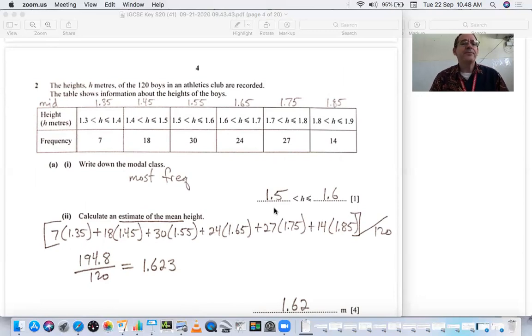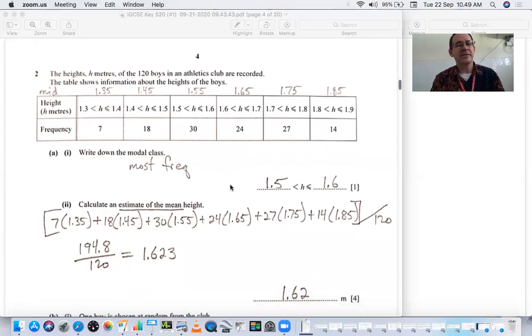Number 2, here we have this grouped data. The heights, H meters, of the 120 boys in an athletics club are recorded. The table shows information about the heights of the boys. So they go between 1.3 meters all the way up to 1.9 meters, and the frequency of them. Notice this is continuous data. The numbers are the same at the beginning of each group. So this is already continuous data.